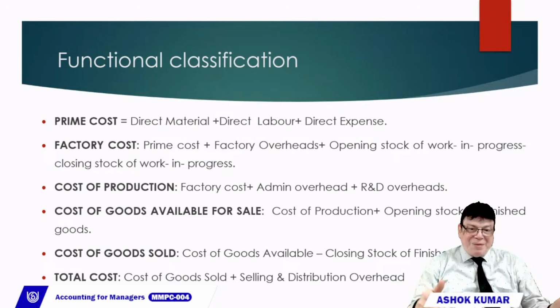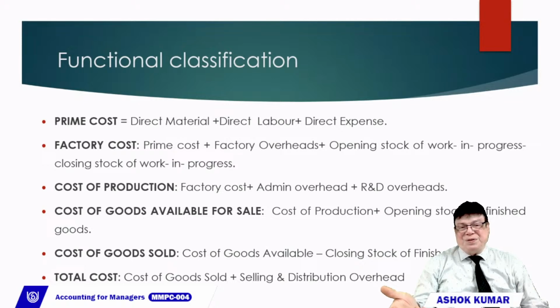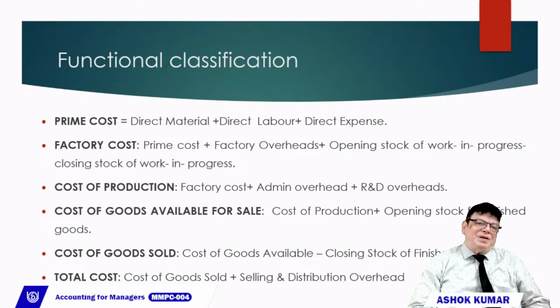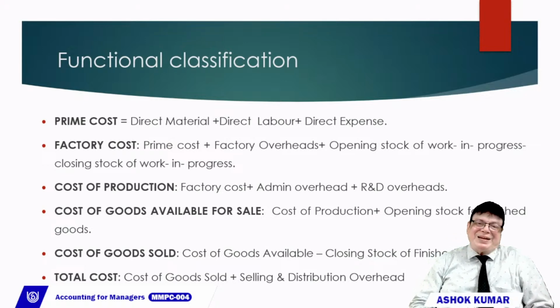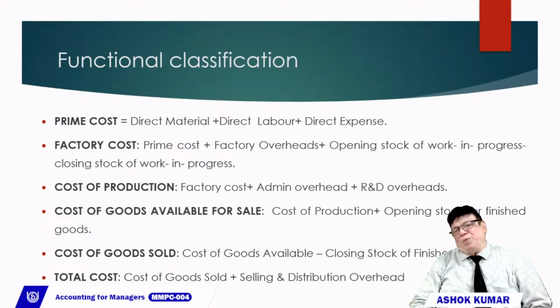Factory cost. What is factory cost? Prime cost plus factory overheads, expenses in the factory, wages of the supervisors and other people who are in the factory. Then opening stock of work in progress, minus closing stock of work in progress. So how will we come to know about the factory cost? To the prime cost we will add factory expenses, factory overheads, plus opening stock, and we will reduce closing stock from this.